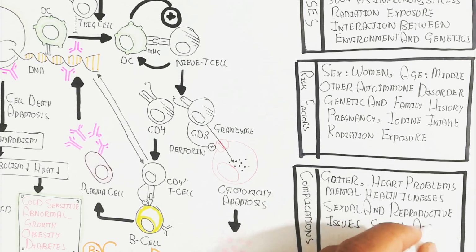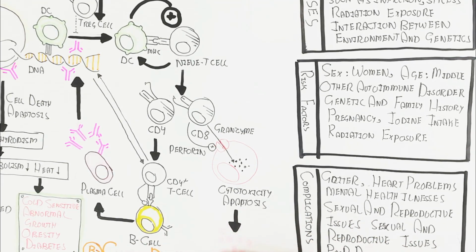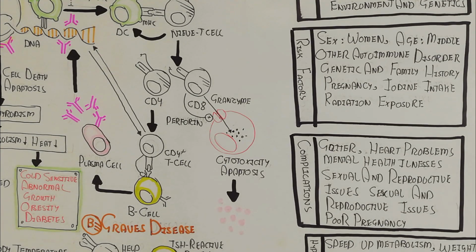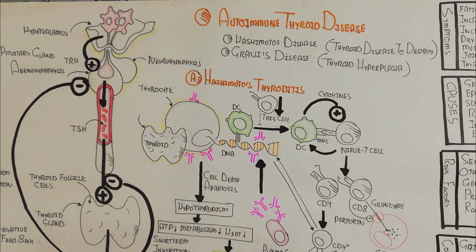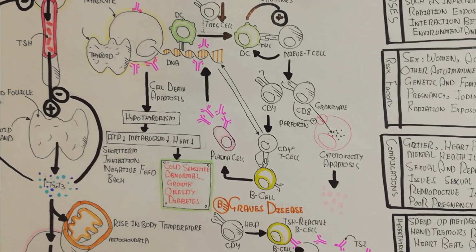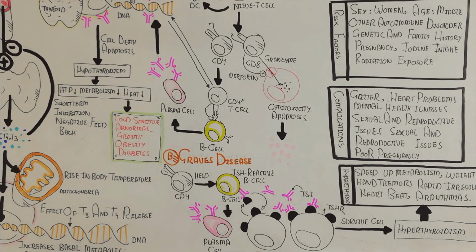So I hope you make sense of that. In this video we have discussed autoimmune thyroid disease, which includes Hashimoto's disease, a thyroid disease that destroys the thyroid, while Graves' disease is thyroid hyperplasia, meaning an increase of the cells due to the thyroid stimulating hormone receptor collapse, which leads to an increase in the receptors.